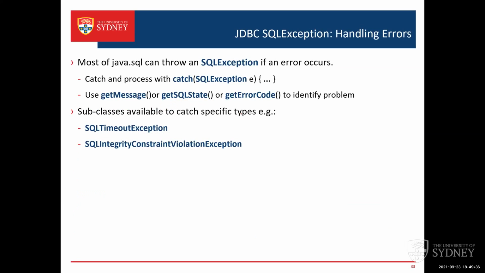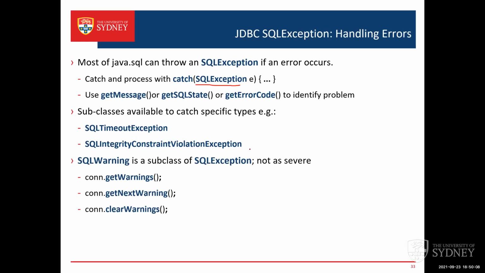In the exception, if we want, we can catch subcategories of these exceptions as well. This one will catch all the exceptions, right? All the SQL exceptions that we have. But if you want to catch specific ones like timeout exceptions or integrity constraint violation exceptions, you can do that as well using the subclasses of SQLException. We can specifically write SQLTimeoutException, SQLIntegrityConstraintViolationException, and we can handle them.